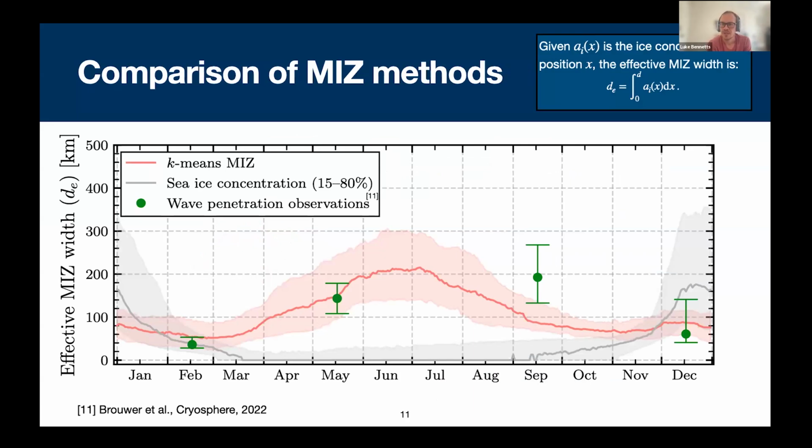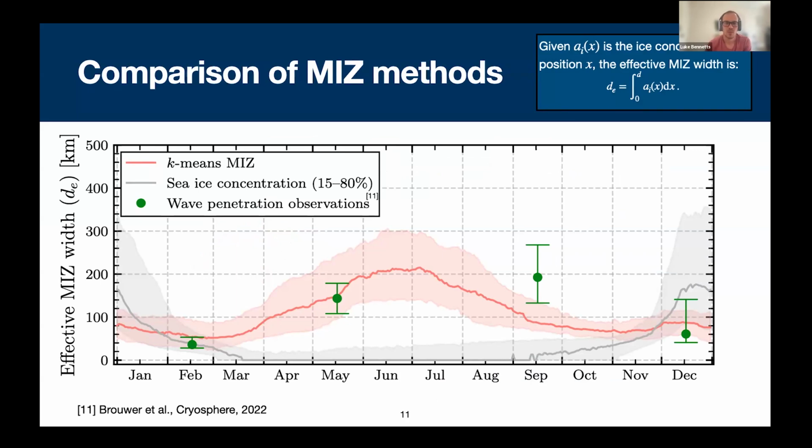Now, these are probably the standout results. I remember very clearly when Noah brought these results to me, and then this will really maybe make people sit up and take notice of this approach to defining the marginal ice zone.